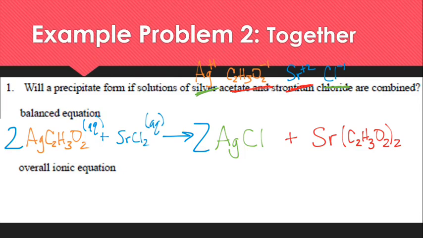Then I start with those products. Chlorine is in the soluble section, but Ag is one of its exceptions. So this is going to be our insoluble solid. Strontium acetate is in the soluble section, and there are no exceptions. So this is going to be aqueous. So now I have my states of matter.